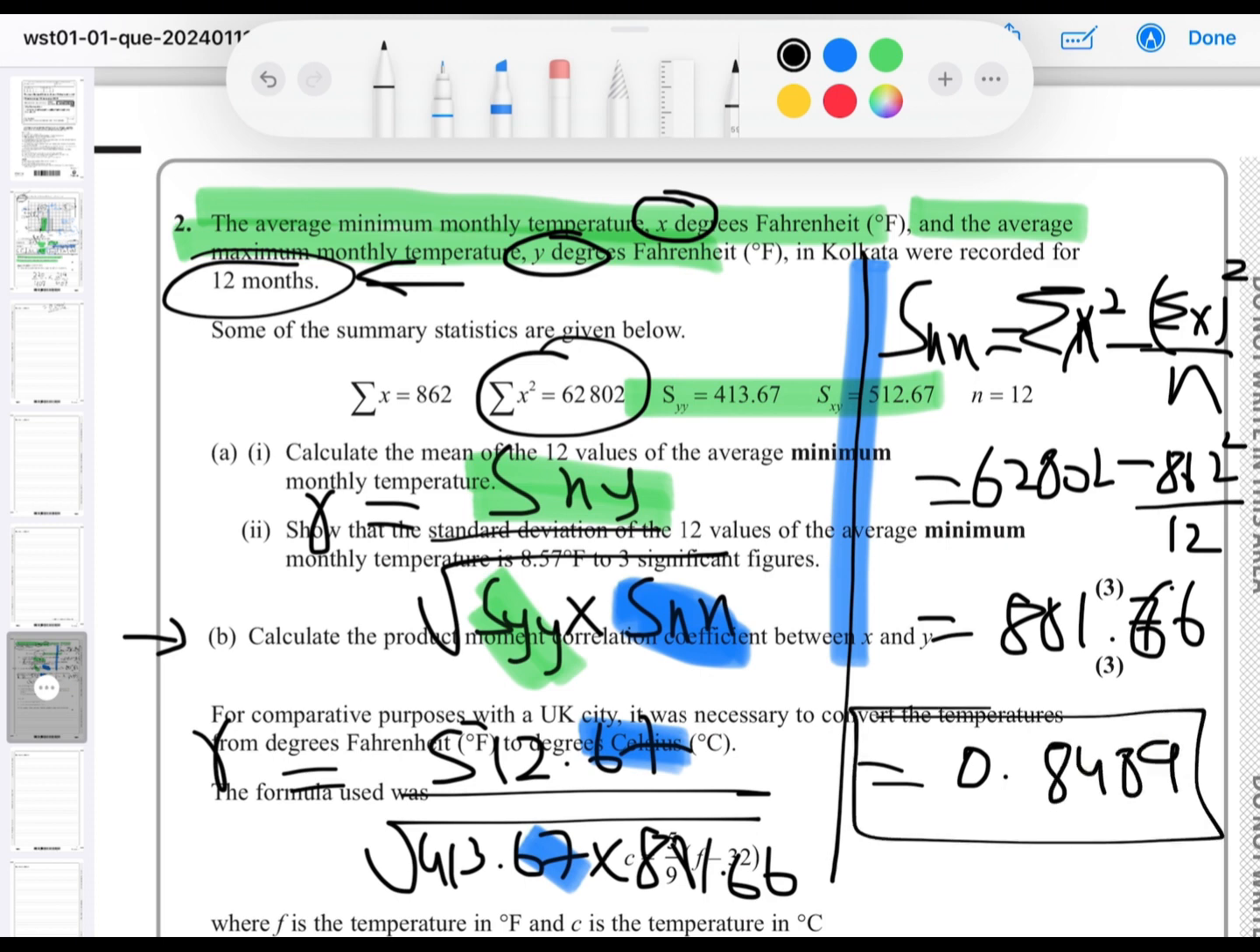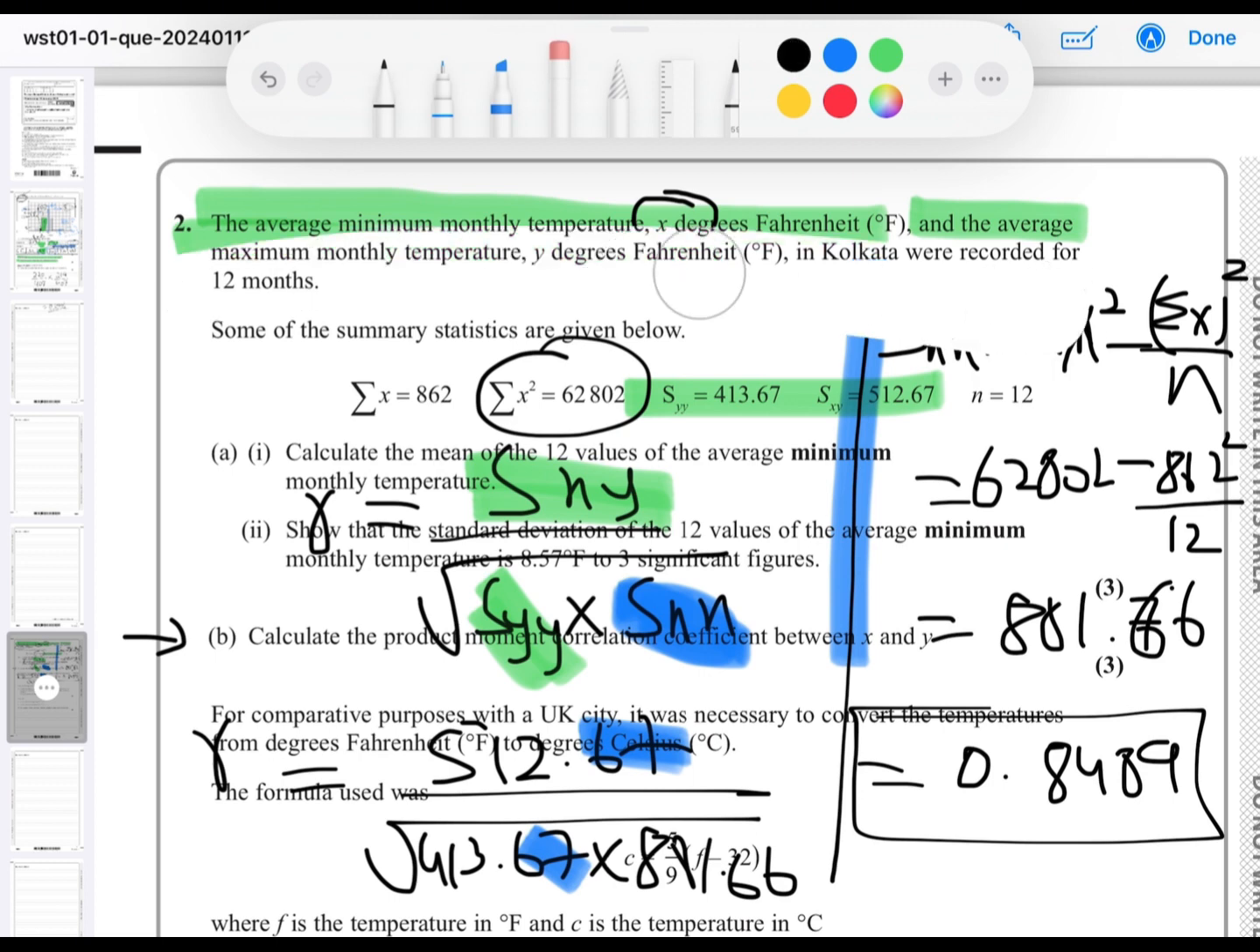Now, moving towards the next part, the important thing we learned so far is that you must know which formula you have to use where. This is the very important thing while doing these questions.